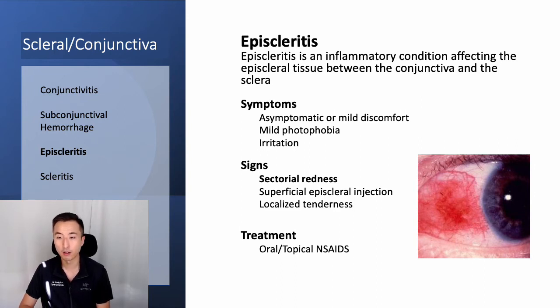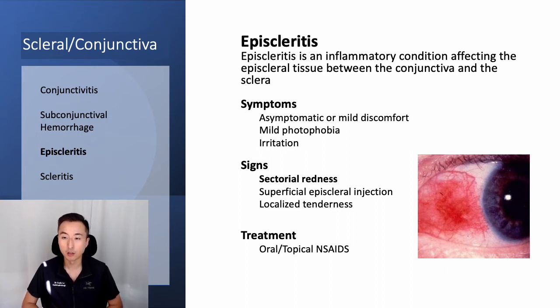So in most of the other presentations we've talked about, the eye will be diffusely red. If you see an eye that is only red in a certain quadrant or clock hour, that is more in keeping with episcleritis, so it can be a clue to point you in the direction of this. And the red eye will be more superficial because this is just the episcleral vessels involved.